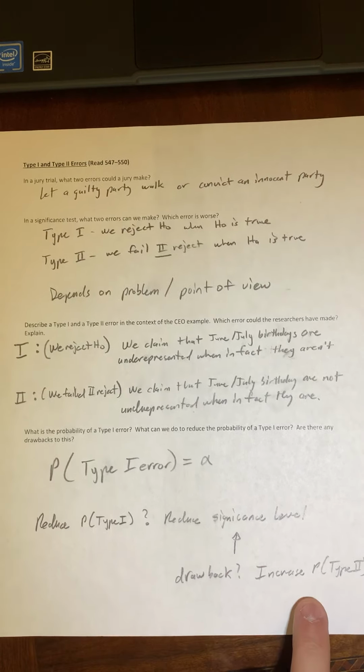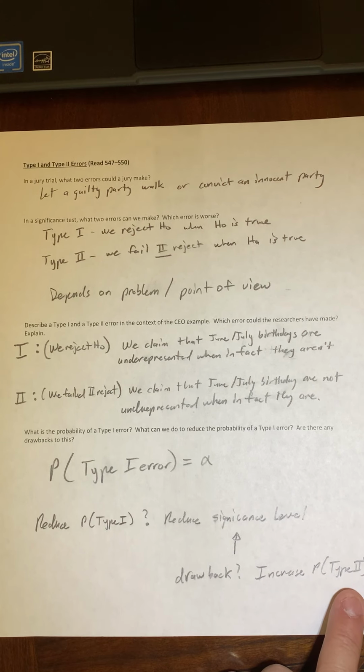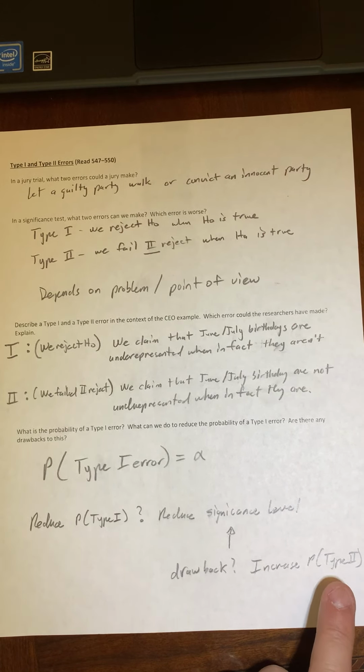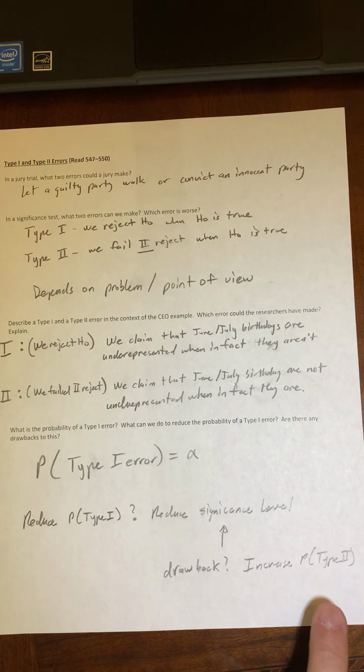And one other thing, the probability of a type 2 error, you can raise that. Now that's kind of weird. What I need you to know for this is as the probability of a type 1 error goes up, the probability of a type 2 goes down, and vice versa.